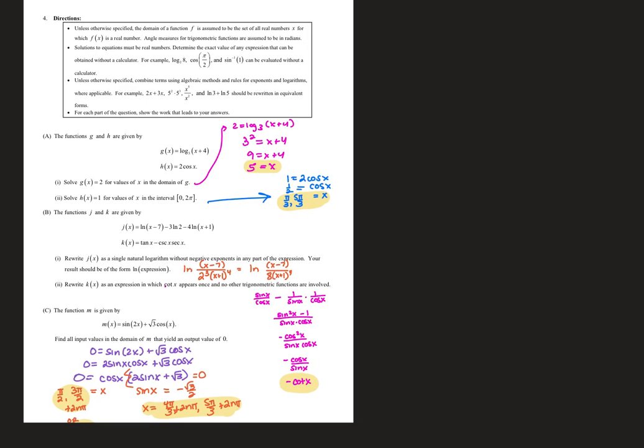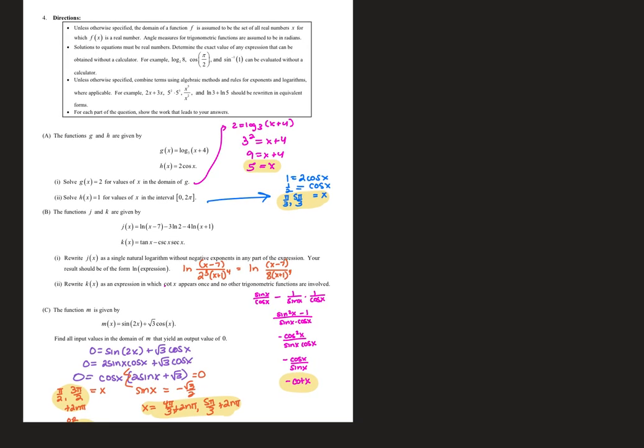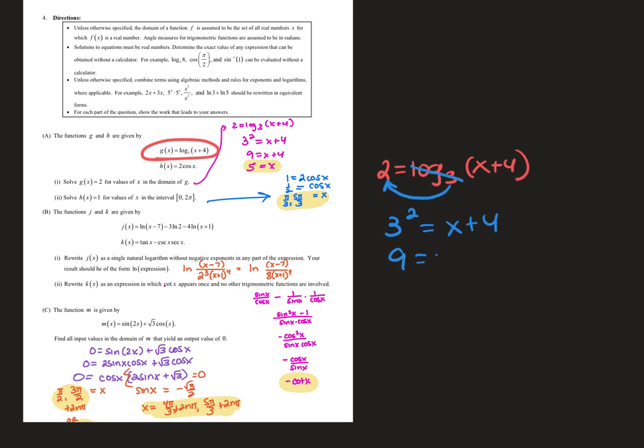So for A, you got your g of x, you got your h of x. It says if g of x equals 2. So I'm going to take g of x and set it equal to 2. So 2 equals log base 3 of x plus 4. I've got 1 log, and I want to get it into exponential. So the 3 picks up the 2: 3 squared, this is gone, equals x plus 4. 9 equals x plus 4. And then x would equal 5.